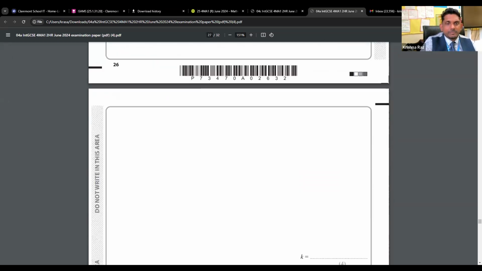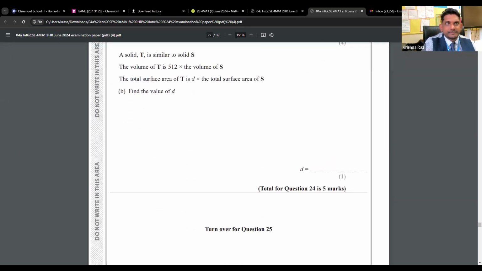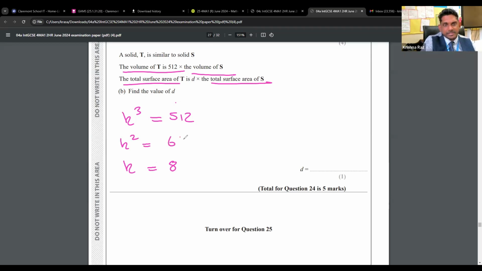Next bit, for 1 mark, a similar solid has a volume of 512 times that. So if k cubed is for volume, and if we cube root that, we'll get k. Cube root of 512 is 8. And then it wants the surface area. So in other words, what's the scale factor? Will it be 8 squared? So D will be 64, and that's why it's only 1 mark for that one.